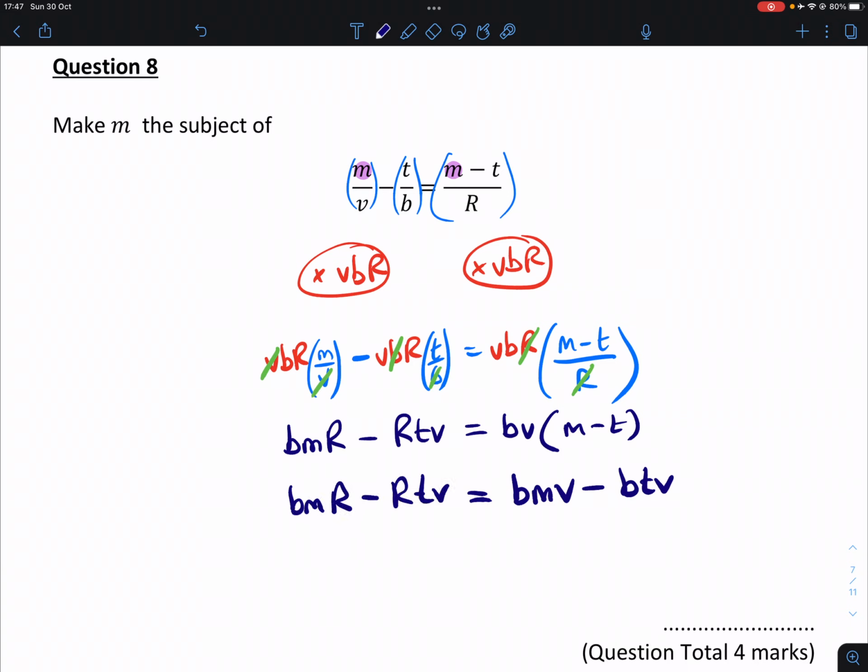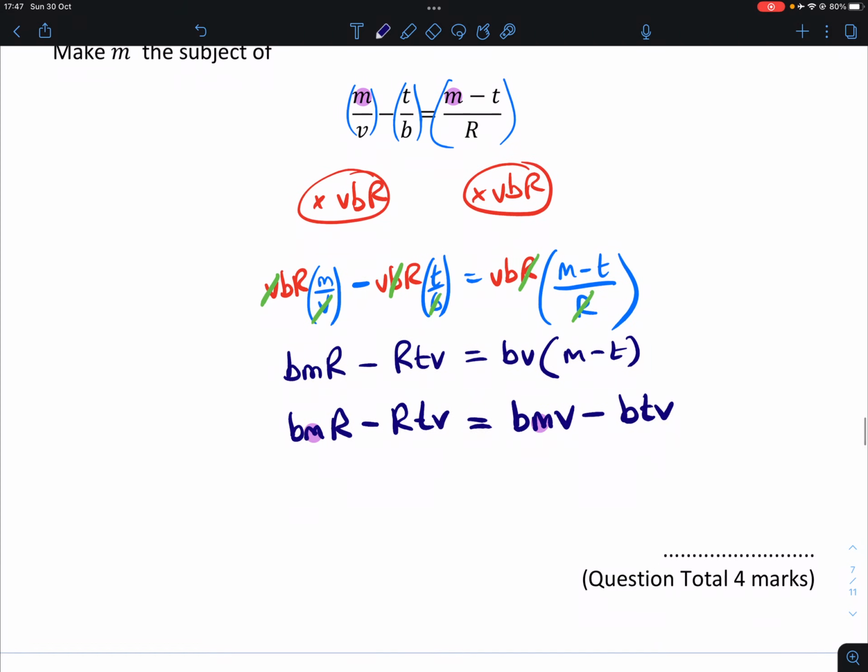Of course, the one we want to make the subject is M, so we get all the stuff with M's on the same side. So I want the M's on the left just because it's the first one I see here. So I'm going to take away a BMV on both sides in order to make this disappear, and all the M's will now be over here. While I'm at it, I can also add the RTV so that everything that doesn't have an M is going to appear on the left-hand side. So if I plus RTV on both sides, then that will take care of two things in one.